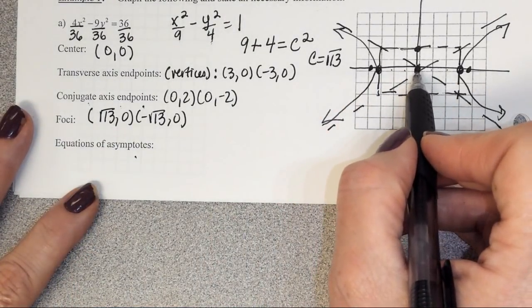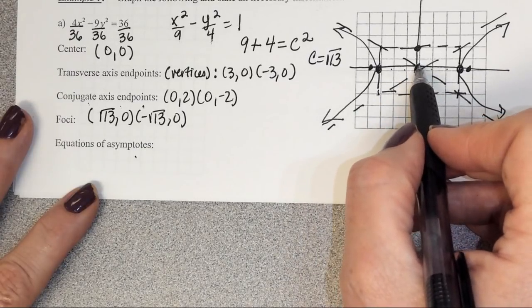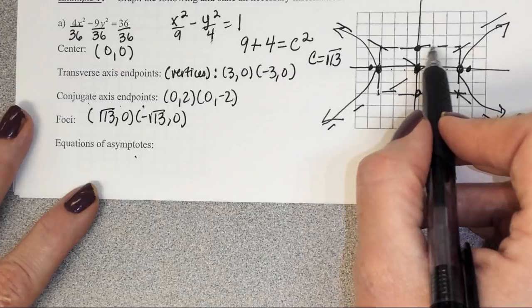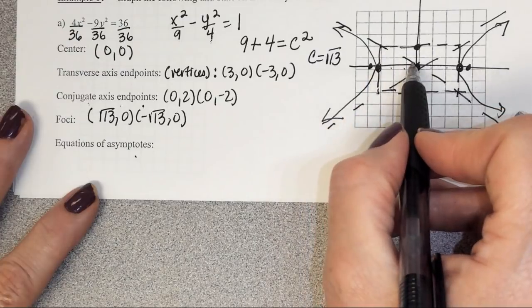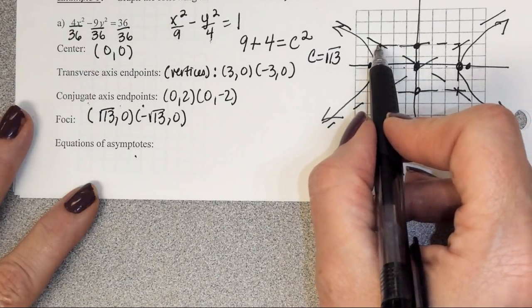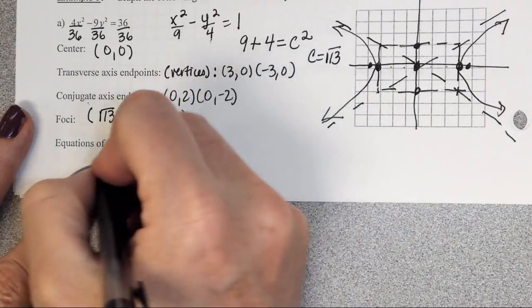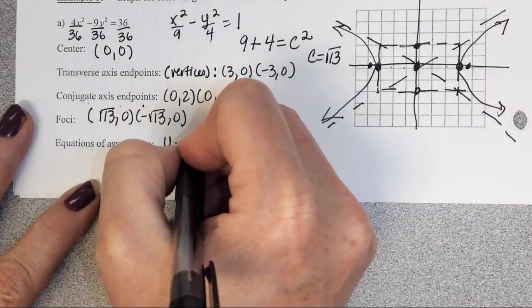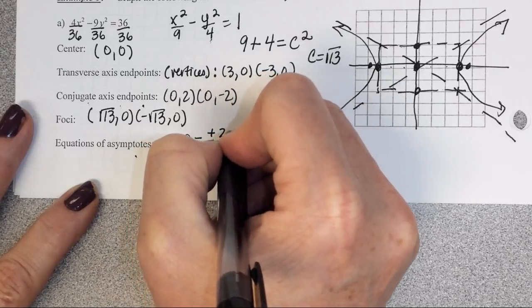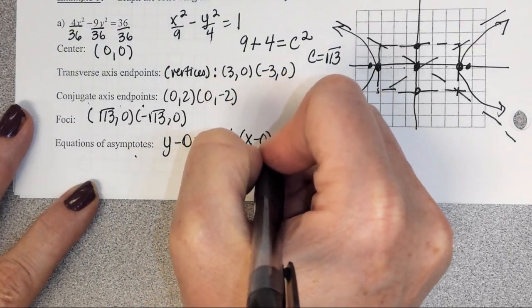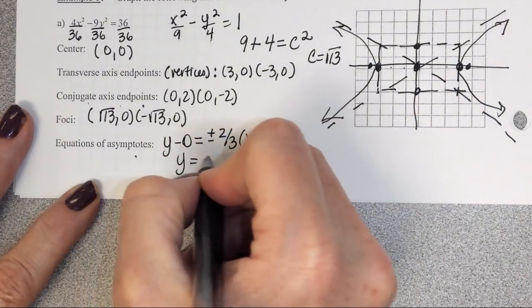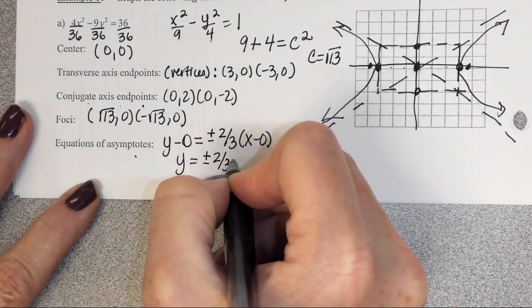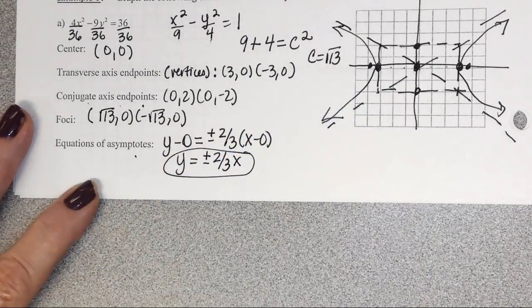So we know that the asymptote goes through the center. Now all I have to do is know the slope. So how far did I rise and how far did I run? What's the slope of that line? 2/3. And what about on this one? How far did I rise and how far did I run? Negative 2/3. Good. So the equations of those asymptotes are going to be y minus 0 equals plus or minus 2/3 times x minus 0, because it had to go through the center, 0, 0. And so it's going to be y equals plus or minus 2/3 x. That's the equation of the asymptotes.